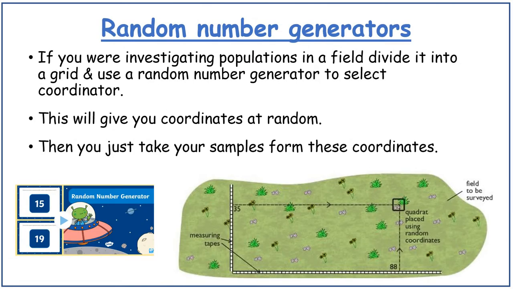So if you're investigating populations in a field, you can divide it into a grid. It's a bit like a large graph on the floor. And then you would use a random number generator to select coordinates. And this will give you coordinates at random. Then you will just take your samples from these coordinates. So for instance, for this one, you'd walk 15 meters on the x-axis, 19 meters on the y-axis, and then you'd drop your quadrat where that meets.